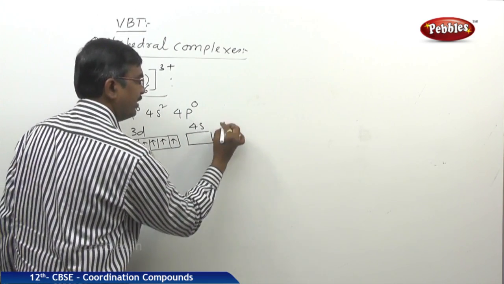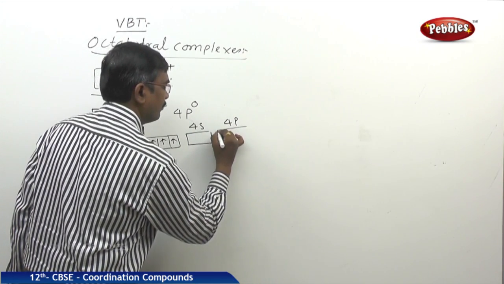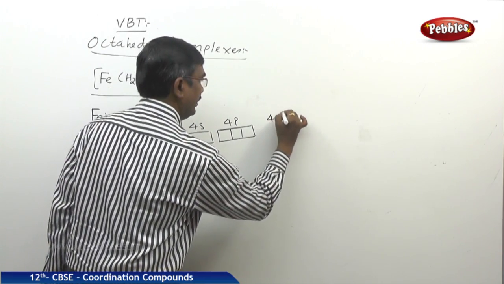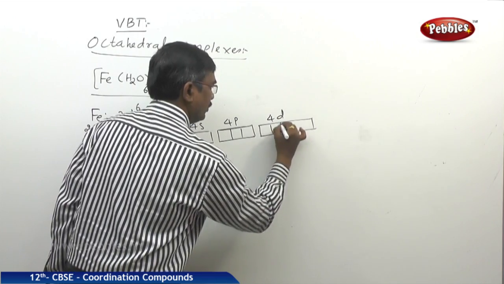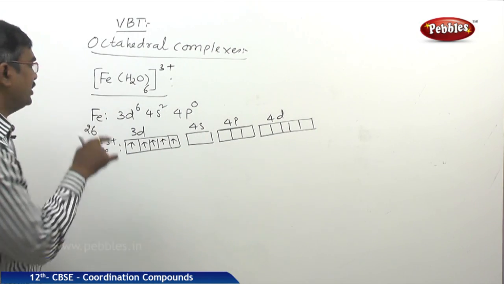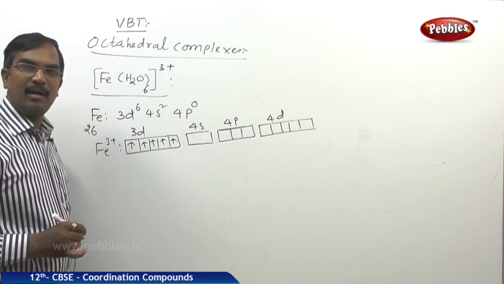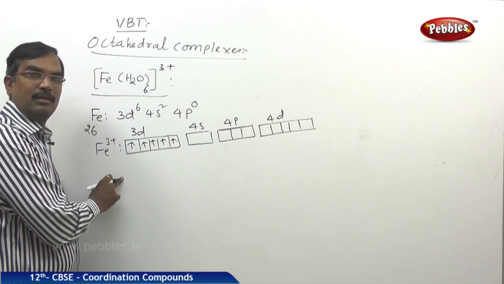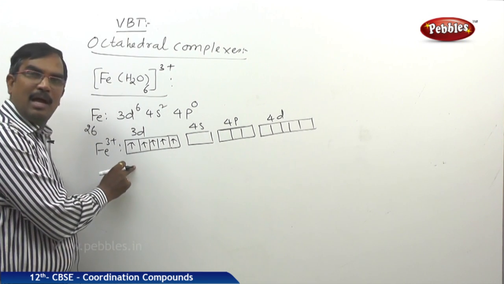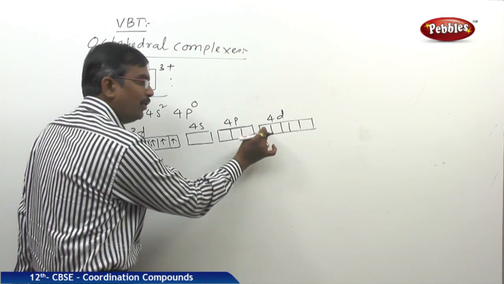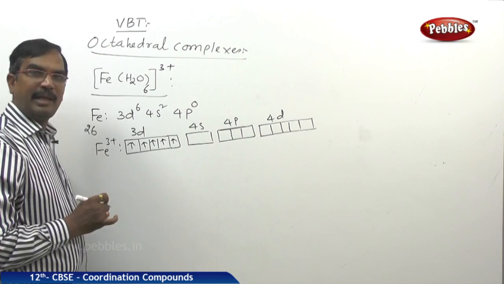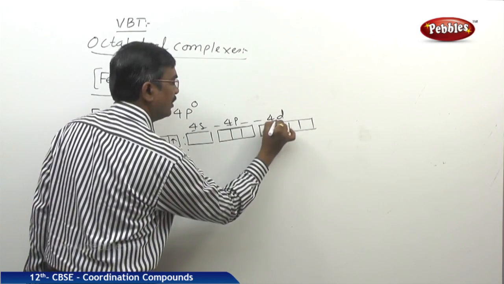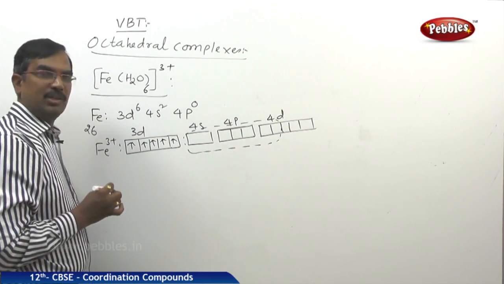Now this is vacant, and coming to 4p, it is vacant, and the 4d is also vacant here. As I told you, water is a weak field ligand or weak ligand. So in presence of this, there is no pairing of these electrons. That's why these do not participate in the hybridization. So the 4d orbitals are involved in hybridization in the formation of this particular complex. We can see here the orbitals which are involved in hybridization. This is sp3d2.